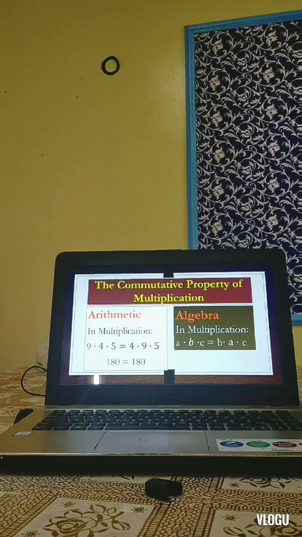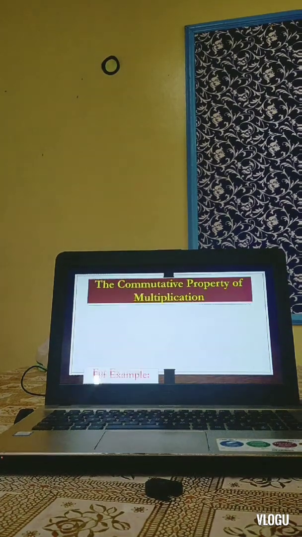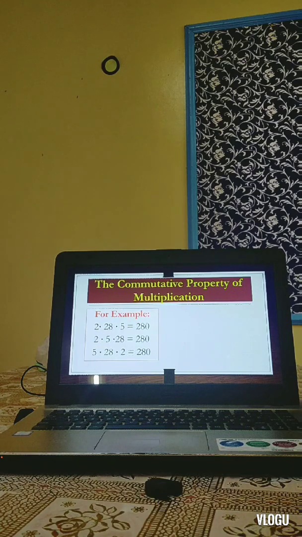In algebra and multiplications, a times b times c is equal to b times a times c. For example, 2 times 28 times 5 is equal to 280. And the same thing, 2 times 5 times 28 is equal to 280. 5 times 28 times 2 is equal to 280.